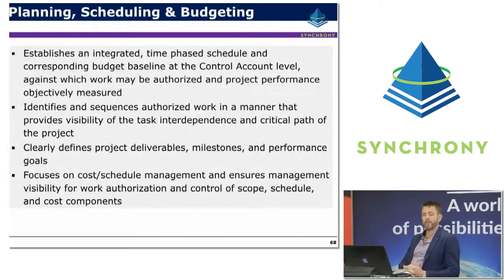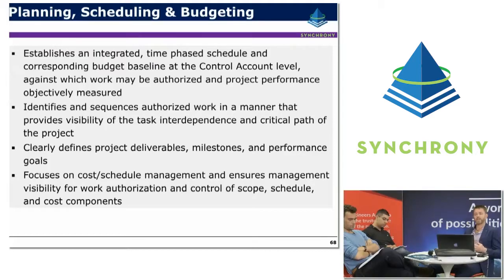So I guess the purpose of planning, scheduling and budgeting is that it enables us to establish a completely integrated and time-phased schedule and budget, broken down to the control account level, against which we can authorise work and measure performance as we're going through the project. It enables us to identify a sequence of authorised work in a manner that gives us visibility. We identify the task interdependencies and we're tracking the critical path as well. So it enables us to clearly identify all the project deliverables, milestones and performance goals.